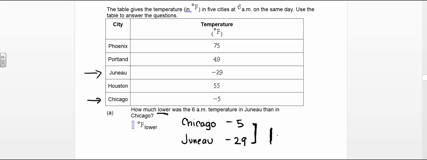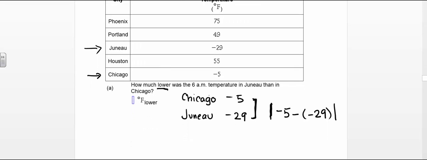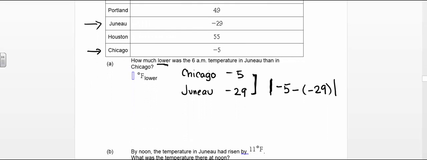So I'm going to take the absolute value of -5 minus, so I'm taking the difference of the temperatures, and I'm going to get -5 plus 29 inside the absolute value, or 24 degrees.